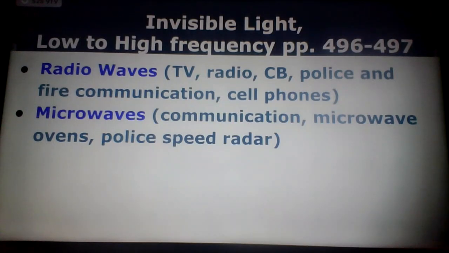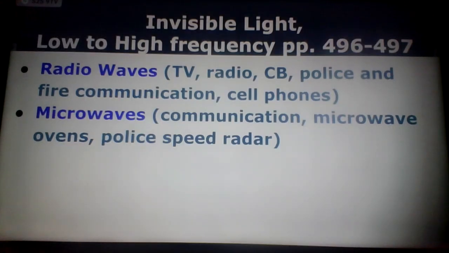Microwaves. Okay, we've said some time back, excuse me, pause for a moment. Okay, now I'm ready. We can use microwaves to heat up our food. They can also be used in some communication devices.